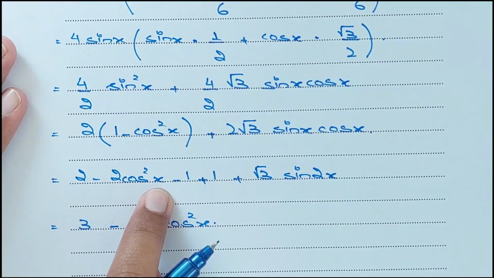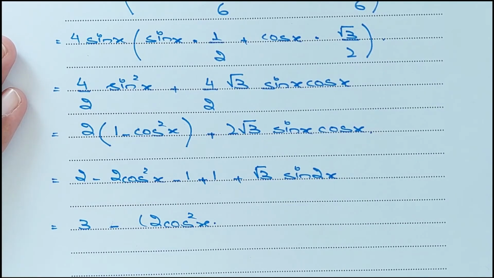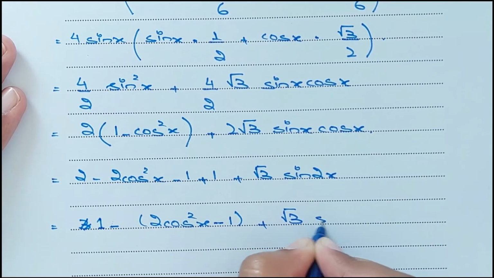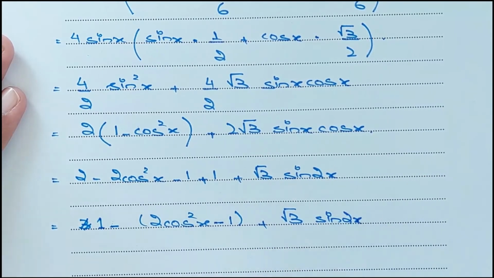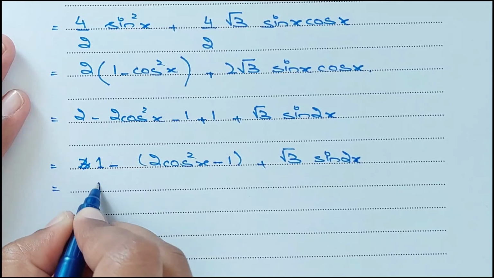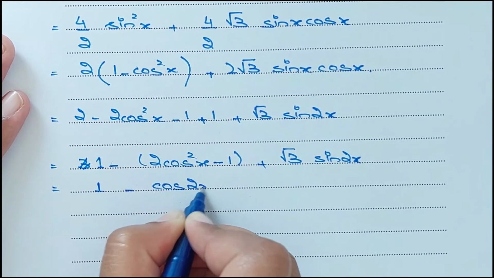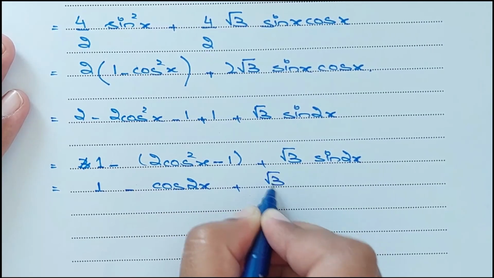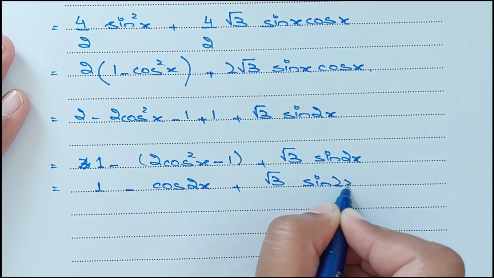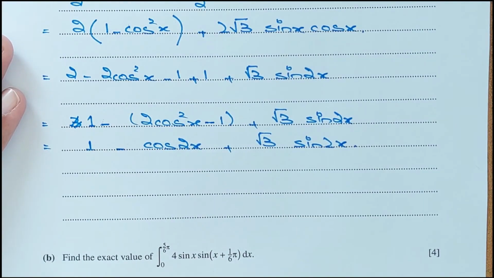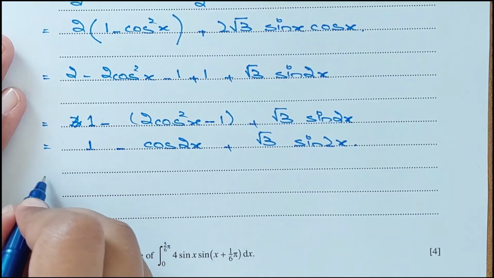So 2 cos square x, and taking this minus 1, so 2 minus 1, this is 1, plus square root of 3 sine 2x, right? Now this is 1 minus, this is cos 2x plus square root of 3 sine 2x. But we have been given that with sine 2x the coefficient is just 1, so we can divide all the terms by square root of 3.